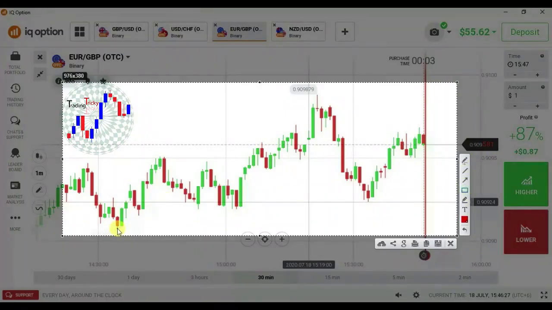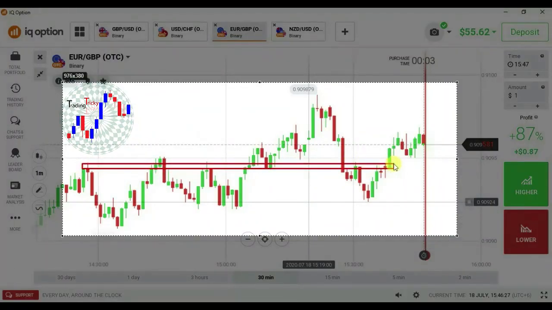So this is a resistance level. Let me draw including the wick. You can draw including the wick or excluding, it doesn't matter. It's the same, because we will predict only the next candle color. Okay, so this is a level.